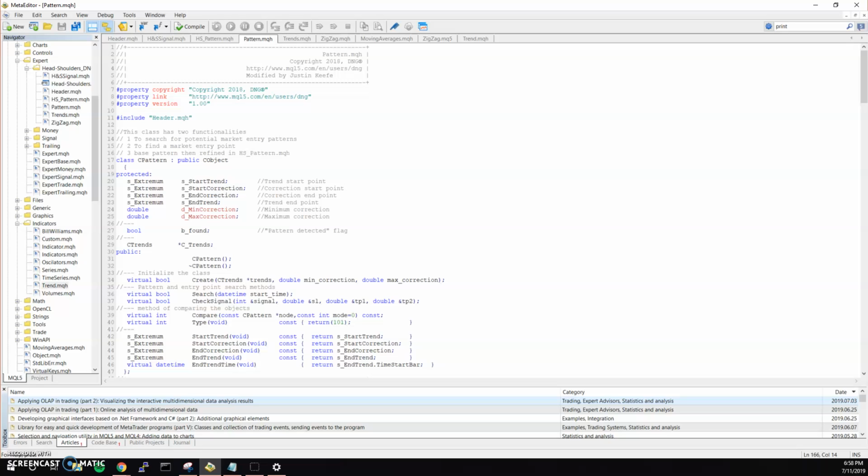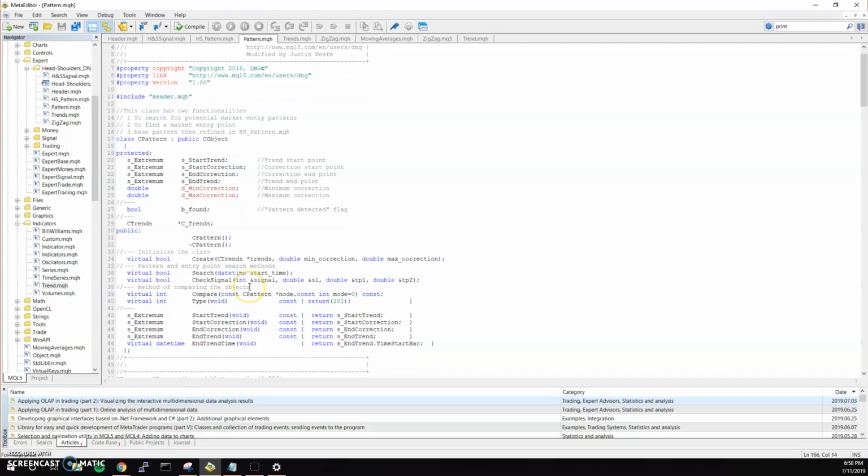And in the base pattern class, our extremes have already been defined by the other two classes, by our trend and our zigzag indicators. Now we're in our pattern. Now we're checking if our patterns are valid. That's the gist of what this class does.